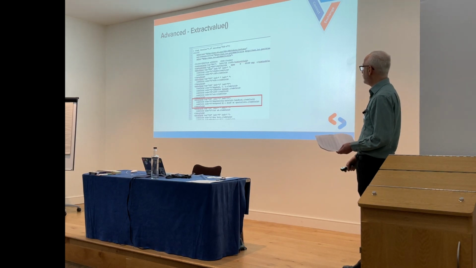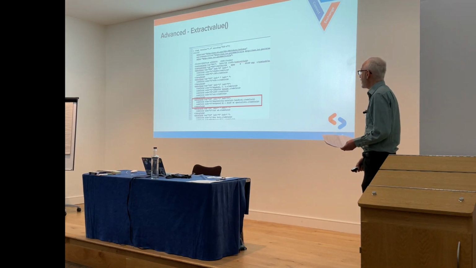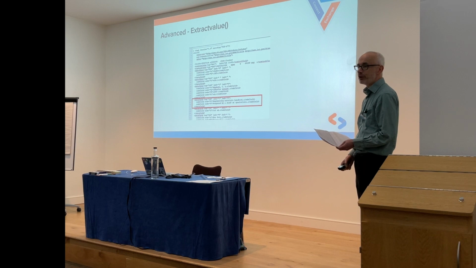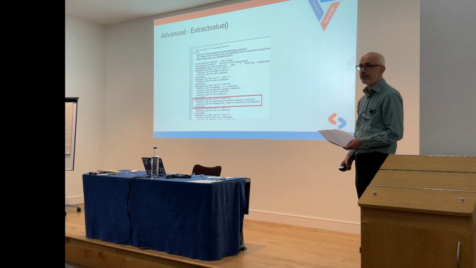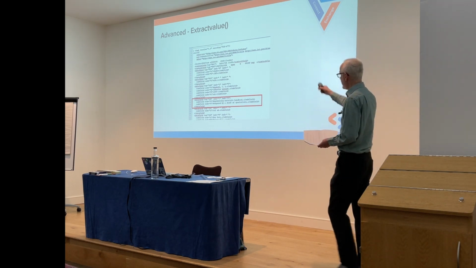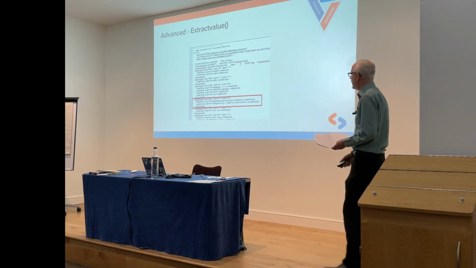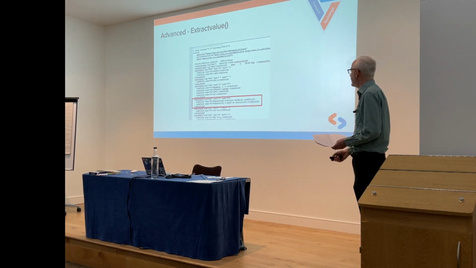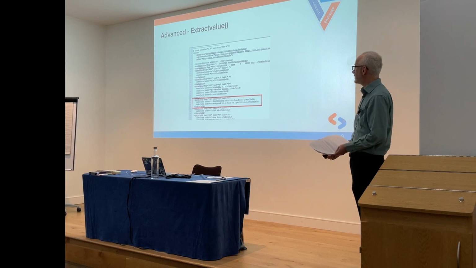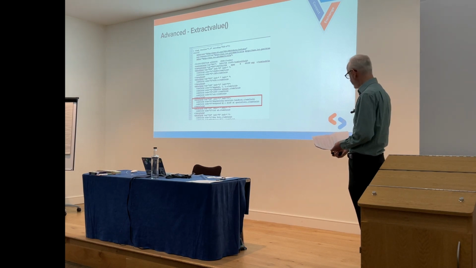So there's a special function called ExtractValue, which we spend some time looking at. It basically uses a syntax called XPath, which allows you to navigate the path of the XML, as it were, in order to pull out a particular bit or bits of the biblio metadata.